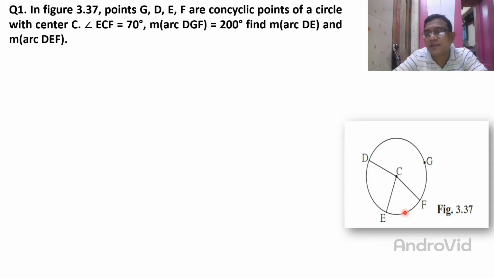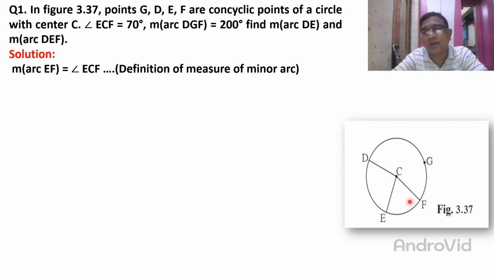Then another thing is given to you: arc DGF is 200 degrees. You want to find DE and DEF. So how can you find it? Just see. What you are given, from that we start.